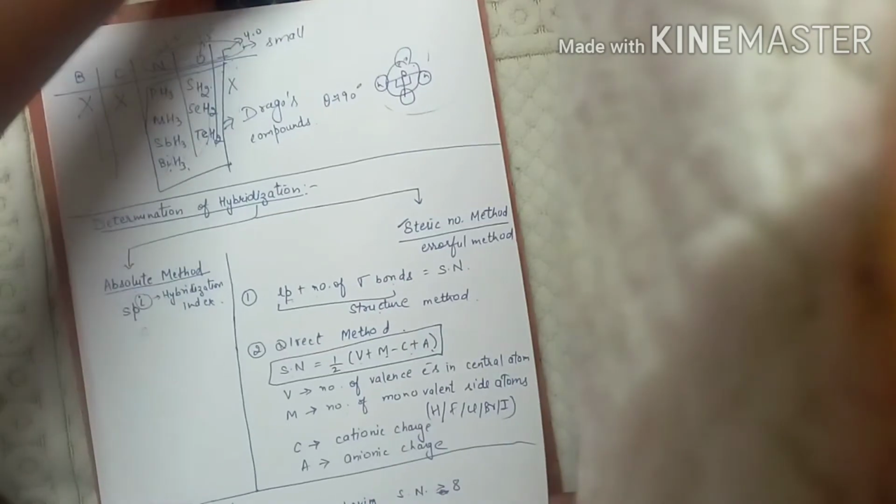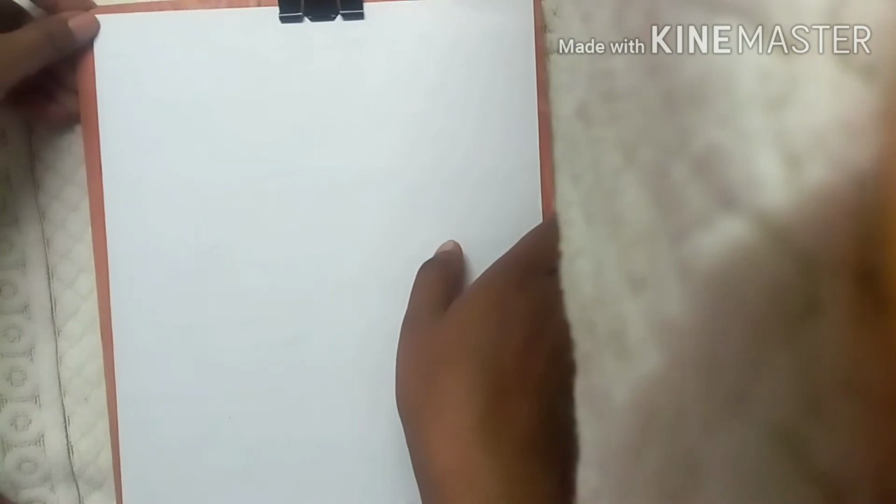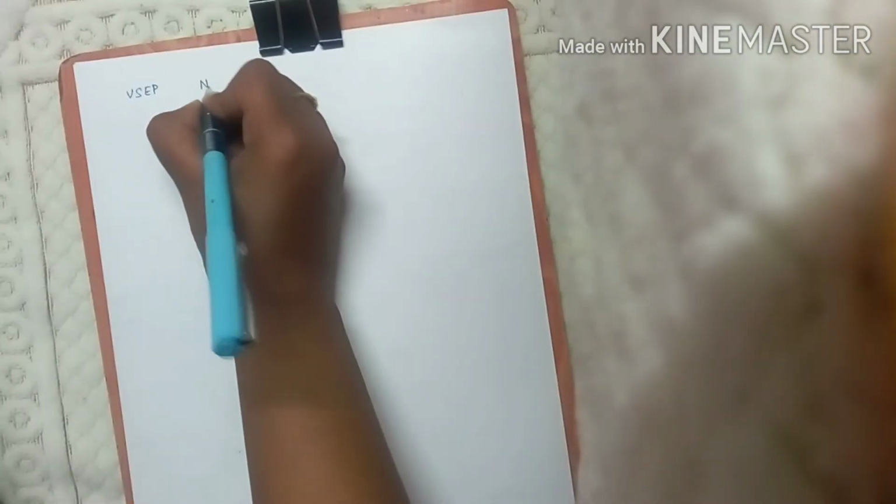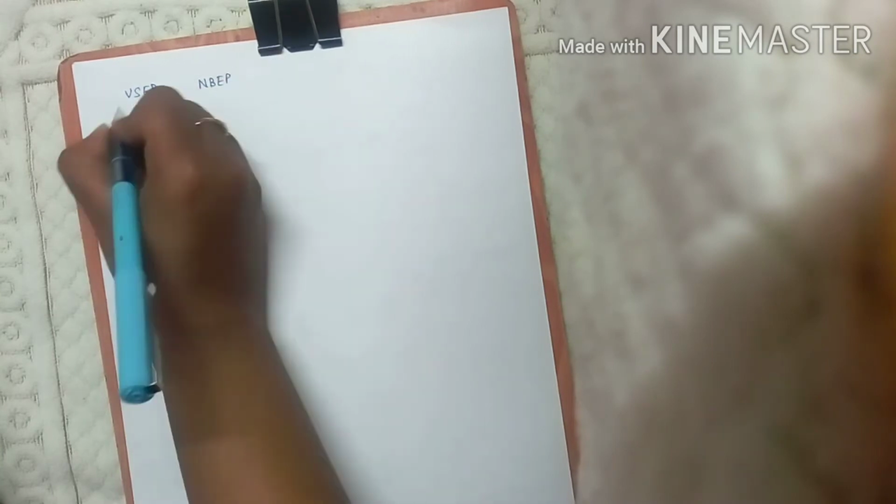So now we'll move on to the next topic. Actually, we have to study the VSEPR theory and the non-bonding electron pair theory, but we'll study that in the next video. Before that, I want to provide you some grounding for that. So right now I'll be telling you what are valence shell electron pairs and what are non-bonding electron pairs before starting the theories of them.